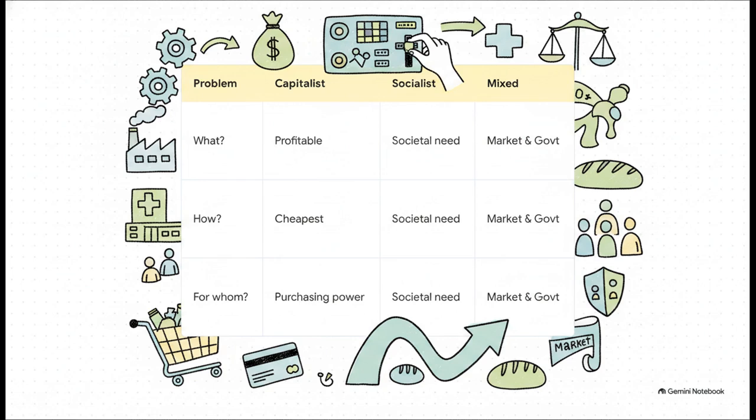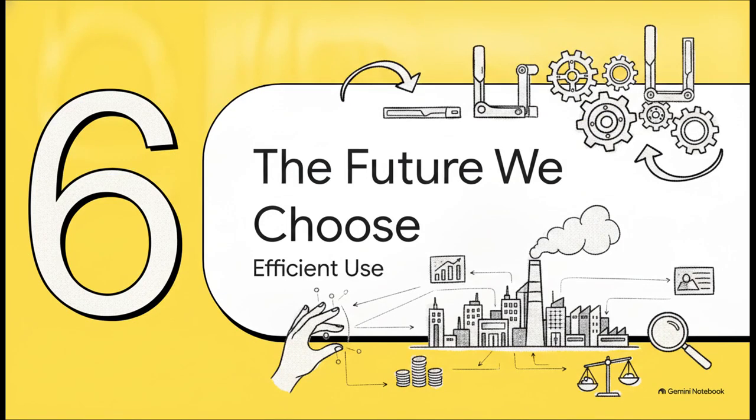The private market produces profitable goods based on purchasing power, while the government steps in to produce essential public goods and ensure everyone's baseline needs are met. Basically, three completely different ways to run the exact same master control room. Section 6. The future we choose. Because no matter which system a society actually uses, the ultimate overarching goal is always efficiency.